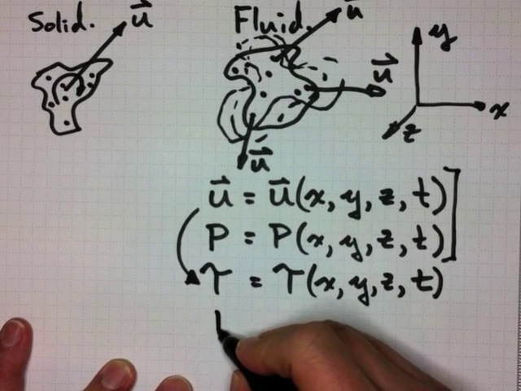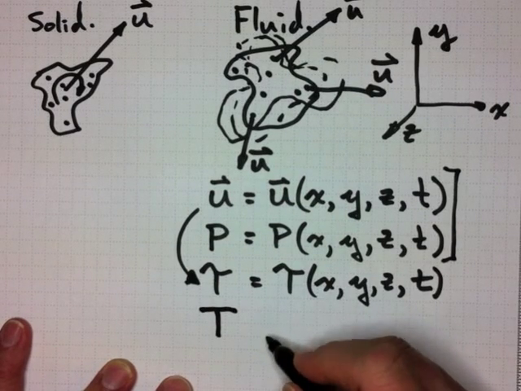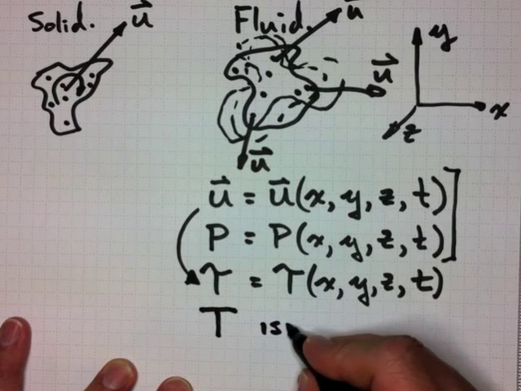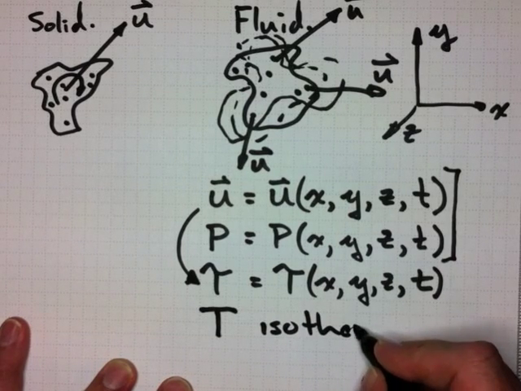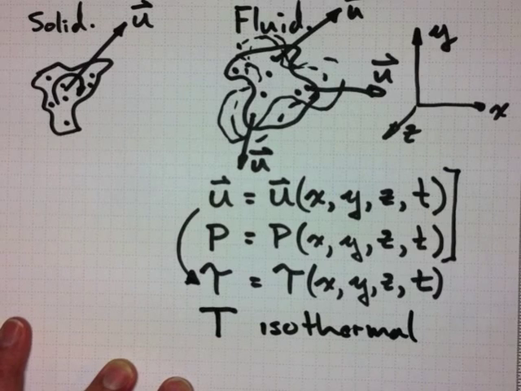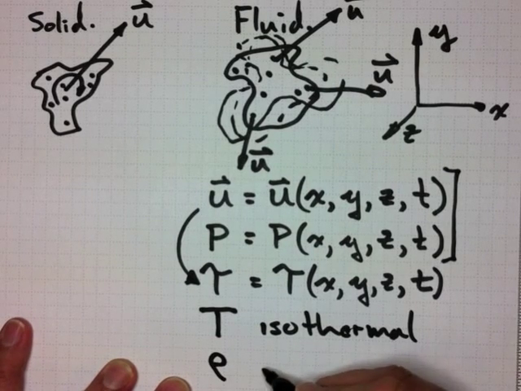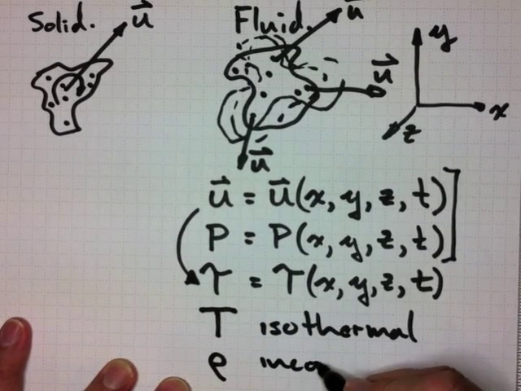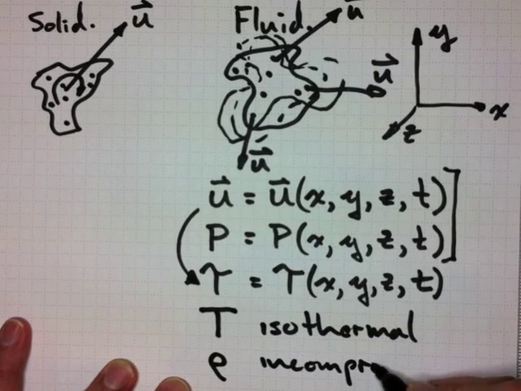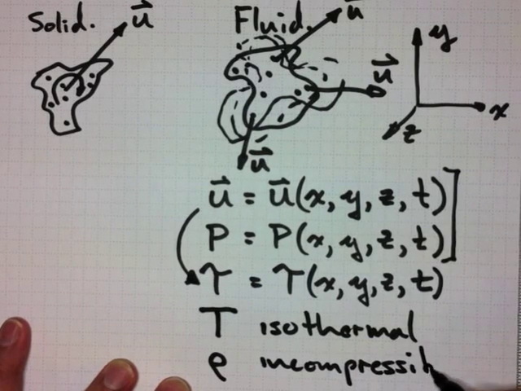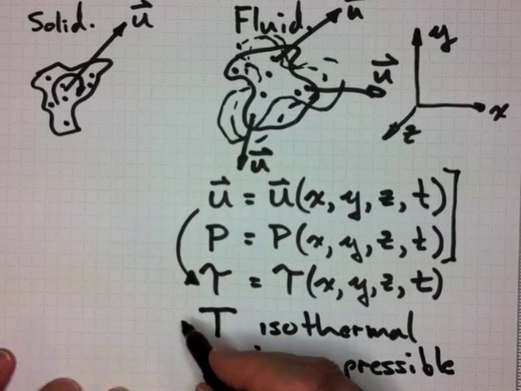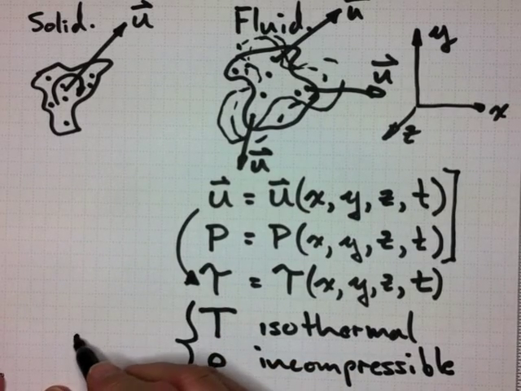For introductory fluid mechanics, we'll treat the temperature as isothermal and the density as incompressible, so that they will both be constant.